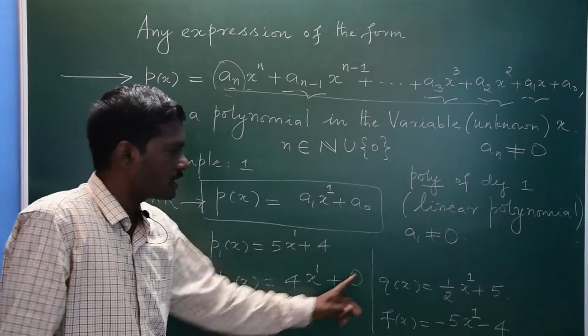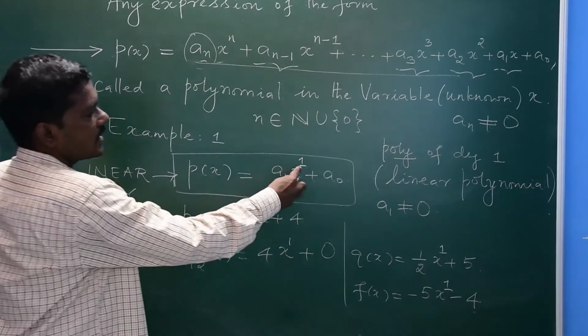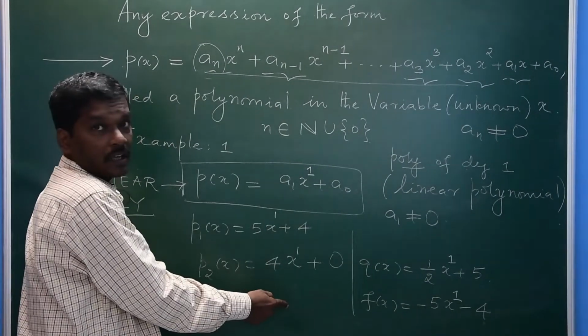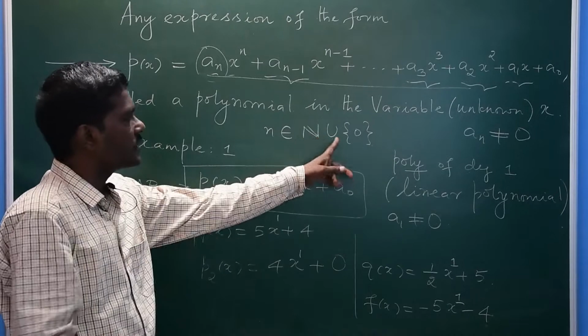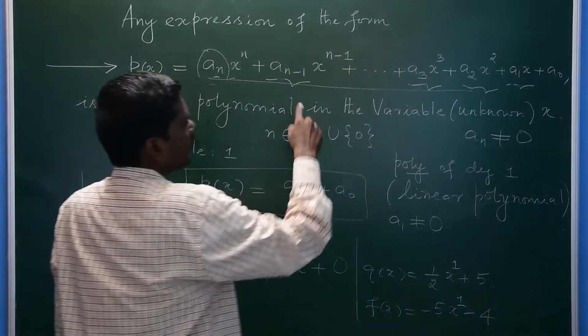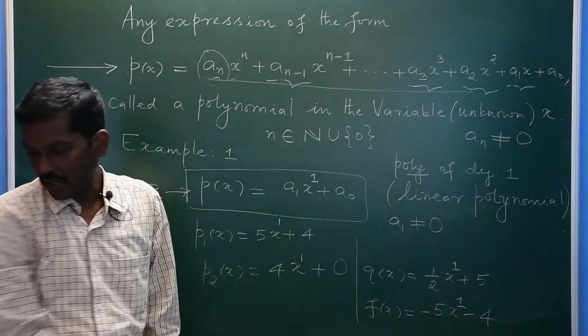So we gave one example of a linear polynomial, and these are all examples of linear polynomials. Now look at the degree. Degree is 1 in all the cases, which is greater than 0. Now, from here, we give an example of a quadratic polynomial.